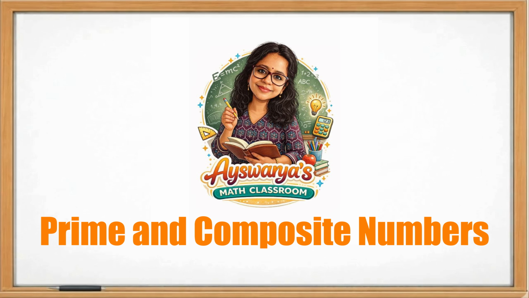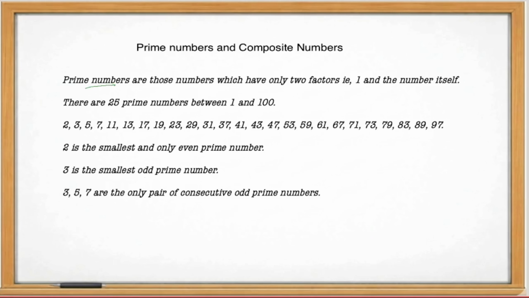In this video, we'll be discussing prime numbers and composite numbers. So, let's get started. Prime numbers are those numbers which have only two factors, that is 1 and the number itself. For example, if we take 2, we have only two factors, that is 1 and 2, that is 1 and the number itself. Again, for 3, we have only 1 and the number itself, that is 3. So, this type of numbers are known as prime numbers.